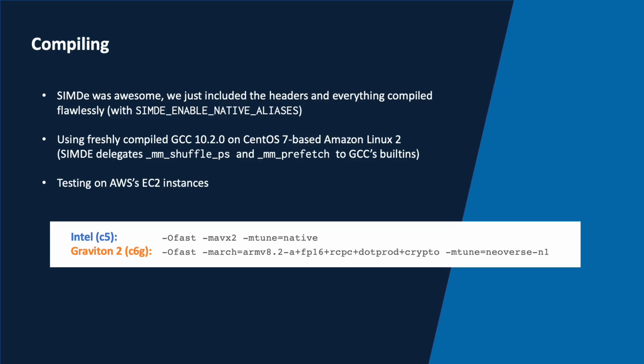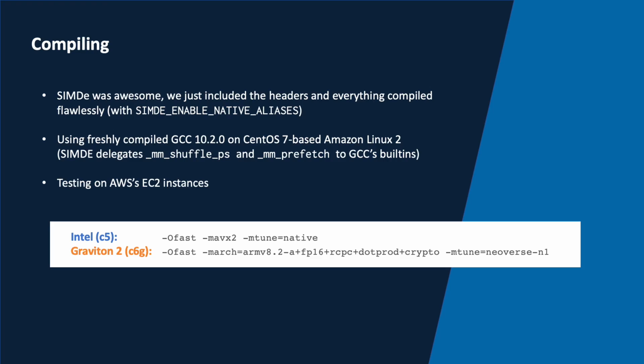In terms of actually compiling it, I think the main lesson is that SIMDe everywhere was awesome. We mostly just had to include the headers and they all compiled very beautifully, especially if you turn on the macro definition to keep all the AVX and SSE names as is. For the compiler, we used a freshly compiled GCC 10.2. We found that GCC 10 gave us about 10 to 20% faster code compared to GCC 9, so there are a lot of performance optimizations that happen there. We run it on Amazon Linux 2, which is CentOS 7 based.